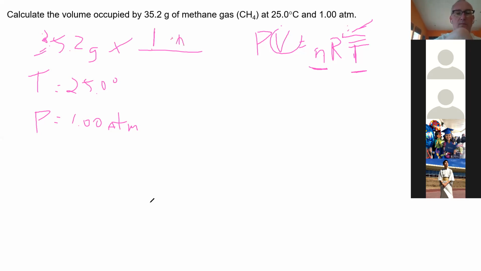1 mole over a certain number of grams. So that's going to be my molar mass. So what's the molar mass of methane? 16.04. Yeah, it should be around 16, right? Because carbon is 12 and hydrogen is 1. So yeah, it makes sense, 16. So how many moles is that?